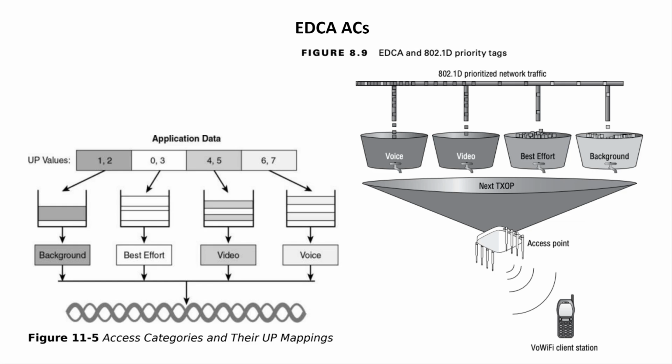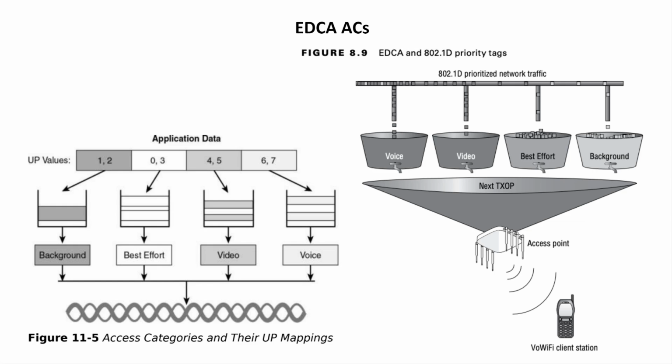Access categories. There are 4 of them, in descending order of priority. These are voice, video, best effort, and background. Voice is more important than video. Which category a frame falls into depends on the QoS label. In Wi-Fi, this is the user priority field in the left picture. In Ethernet, 802.1D in the picture on the right.